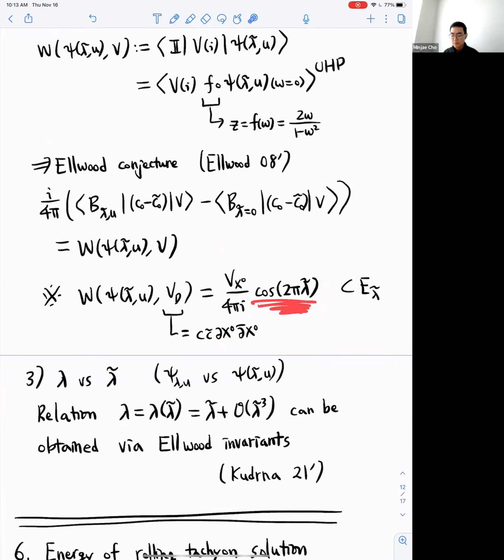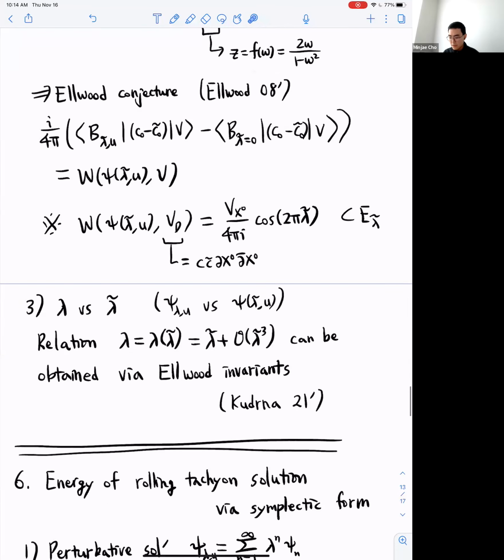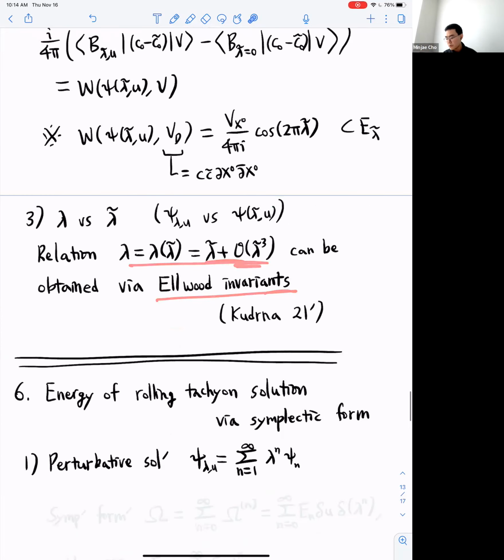And this is actually going to play an important role when we compute the energy of the rolling tachyon solution using the full boundary state description. And again, as I mentioned, I described two ways to describe this rolling tachyon solution. One is using lambda, which comes from the perturbative solution. The other is lambda tilde using the boundary state, and they're related, and their relation can be worked out using Ellwood invariance. And this is, for example, reviewed nicely in Mate's thesis in 21.